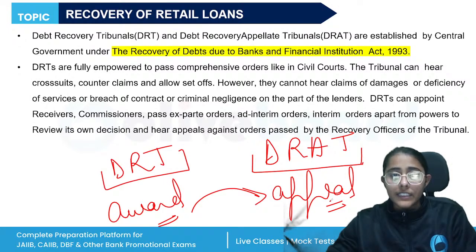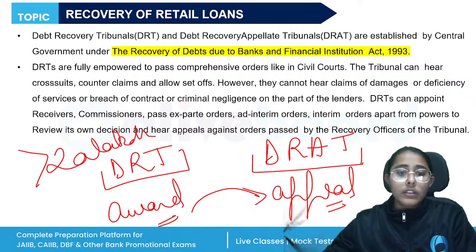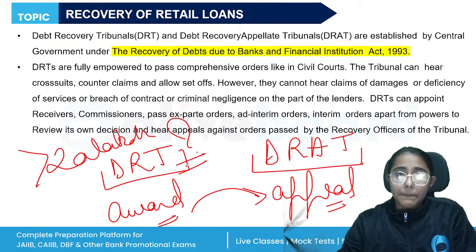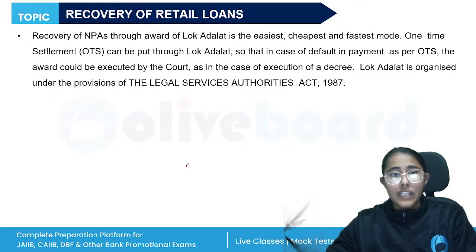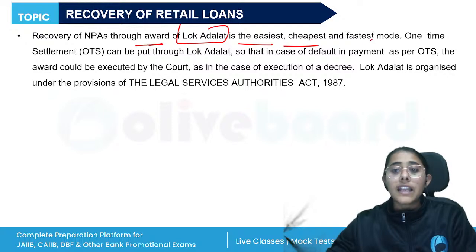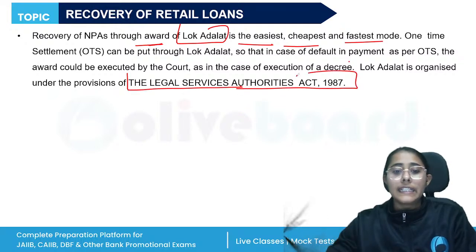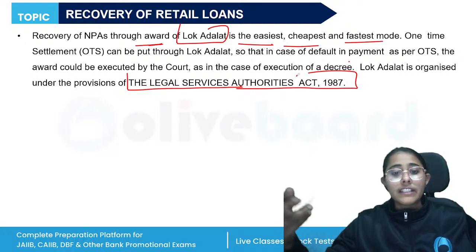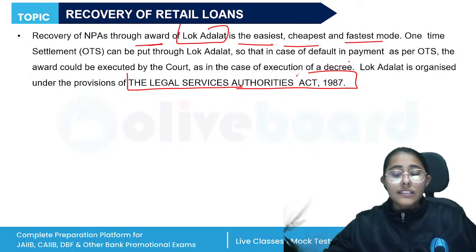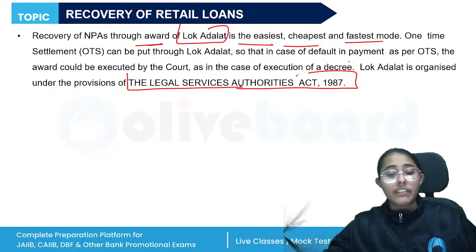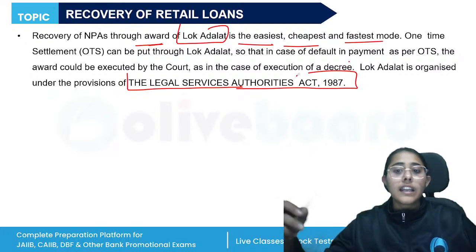Now here when we are discussing the recovery of debts, we are saying it should be more than 20 lakhs. Now what about the dues which are unpaid below 20 lakhs? These are dealt by the Lok Adalats. So the recovery of NPAs through the award of Lok Adalat is the easiest, cheapest and the fastest mode, and the Lok Adalat is organized under the provisions of the Legal Services Authorities Act of 1987. Then under the Act, we have the National Legal Services Authority, the Legal Services Authority for the state, district level and the Taluk Legal Services Committee.